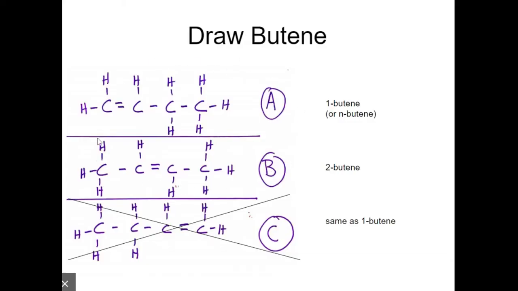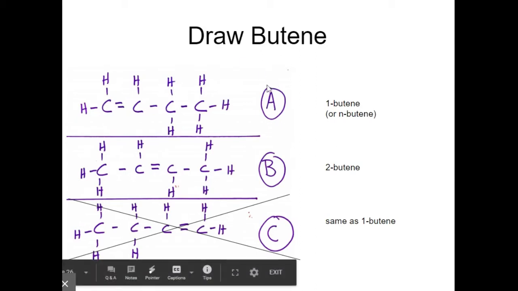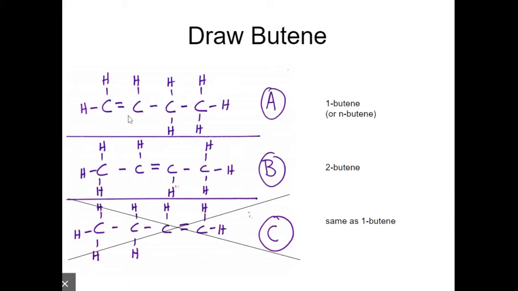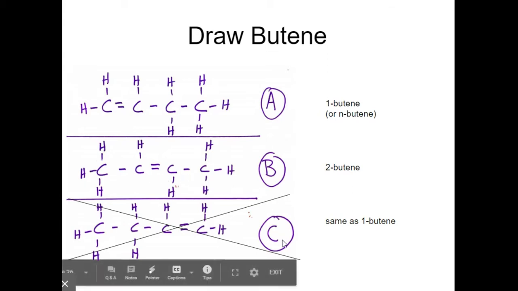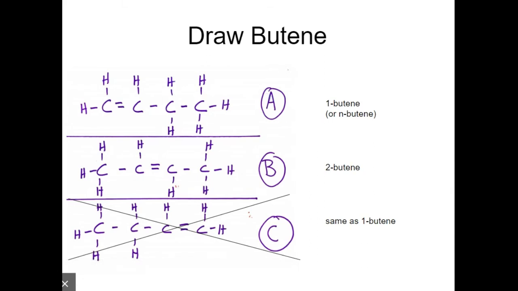Only the first two structures are different structures. The third structure was the same as the first. So the first structure was 1-butene or n-butene with the double bond in the first position. The second structure was 2-butene with the double bond in the second position. And that third structure was really the same as the first structure, 1-butene. Whenever you're naming a compound, please make sure that you count the carbon numbers, putting that double bond in the lowest possible position.